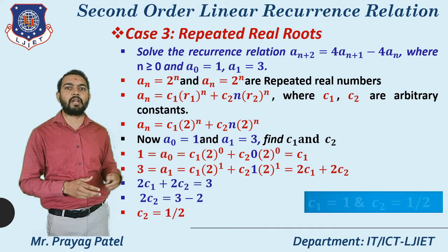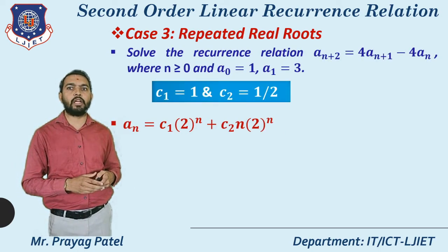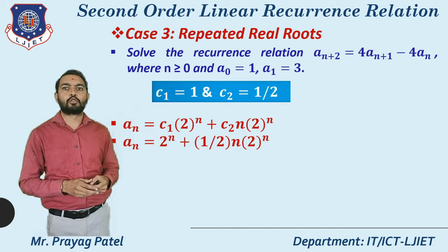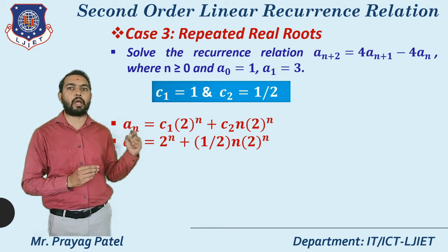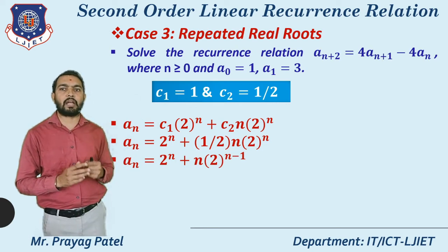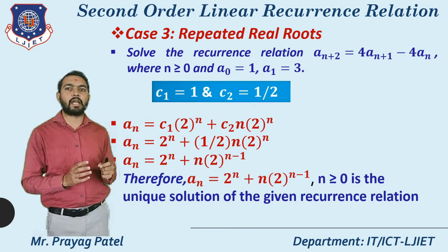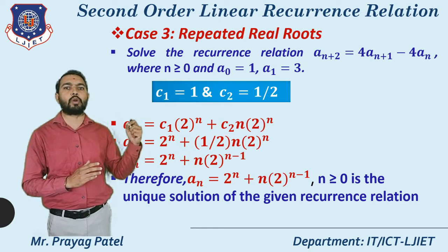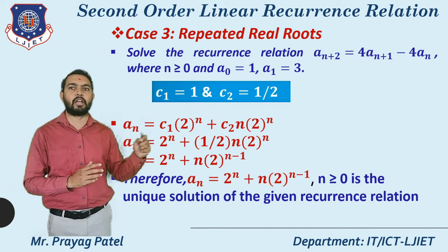Now we have the values C1 equal to 1 and C2 equal to 1 by 2. Now put both values in our equation A of n equal to C1 2 raised to n plus C2 n into 2 raised to n. So A of n equal to 2 raised to n plus 1 by 2 into n 2 raised to n. Now simplify this statement and A of n equal to 2 raised to n plus n into 2 raised to n minus 1. So therefore we can say that for the given recurrence relation, our solution is A of n equal to 2 raised to n plus n into 2 raised to n minus 1 for all n greater or equal to 0, which is the unique solution for the given recurrence relation.